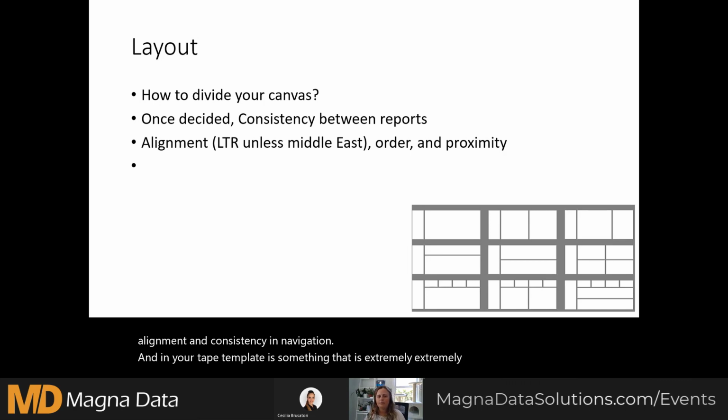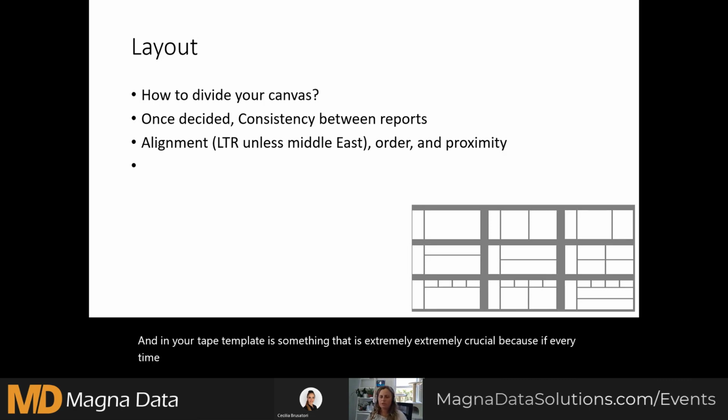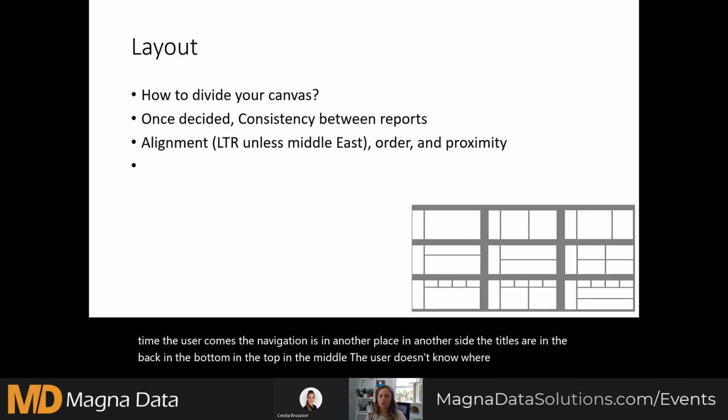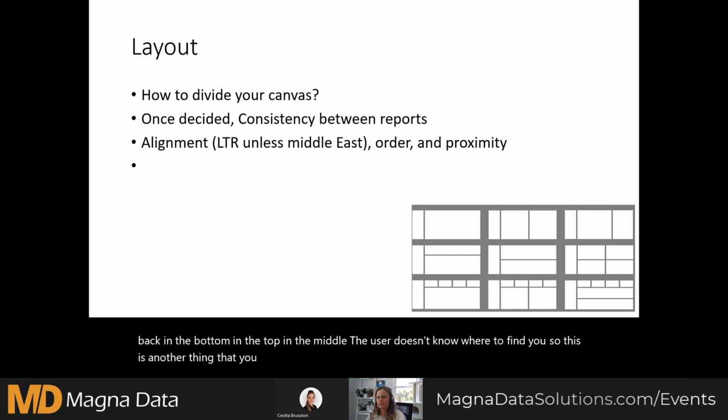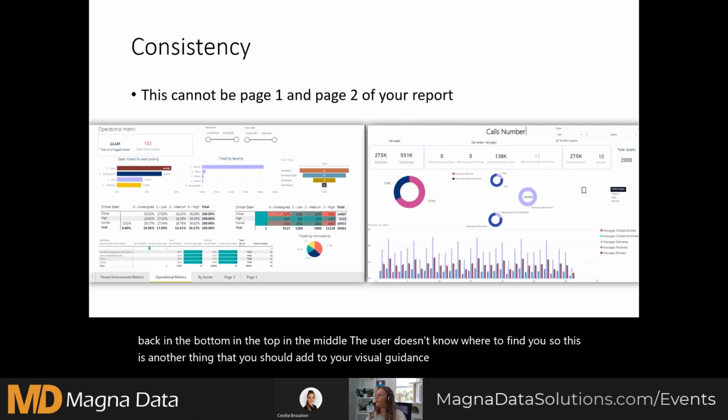crucial, because if every time the user comes, the navigation is on another side, the titles are at the back, at the bottom, at the top, in the middle, the user doesn't know where to find you. So this is another thing that you should add to your visual guidance inside your organization.